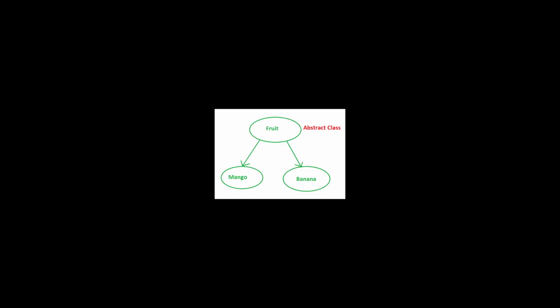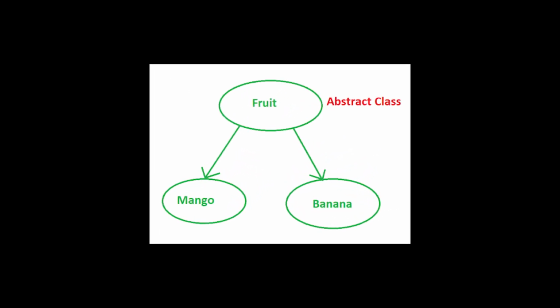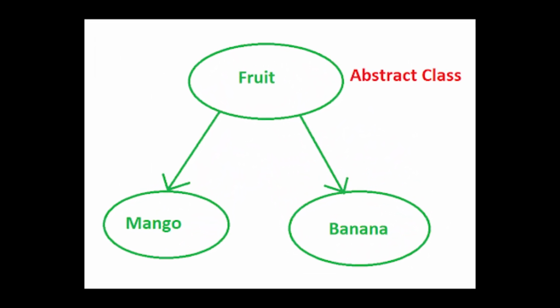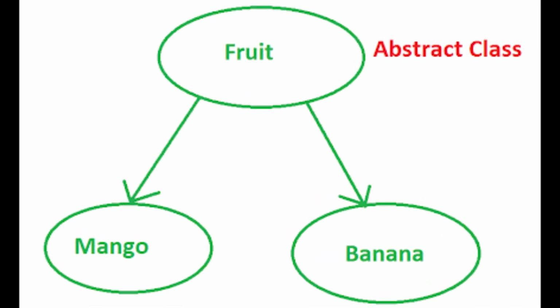What is abstraction? Data abstraction is the process of hiding certain details and showing only essential information to the user. Abstract class is a restricted class that cannot be used to create objects. To access it, it must be inherited from another class.